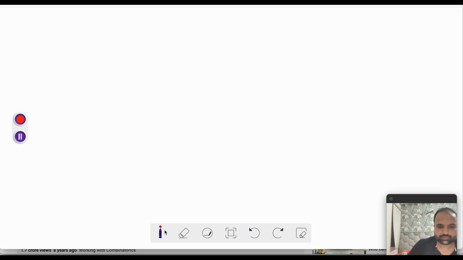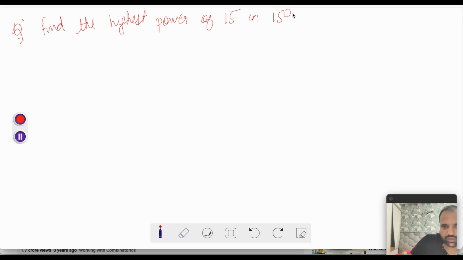So let's say find the highest power of 15 in 150 factorial. Okay, so again we can't do it with 15 because 15 is not a prime number. So 15 we can write as 3 into 5.